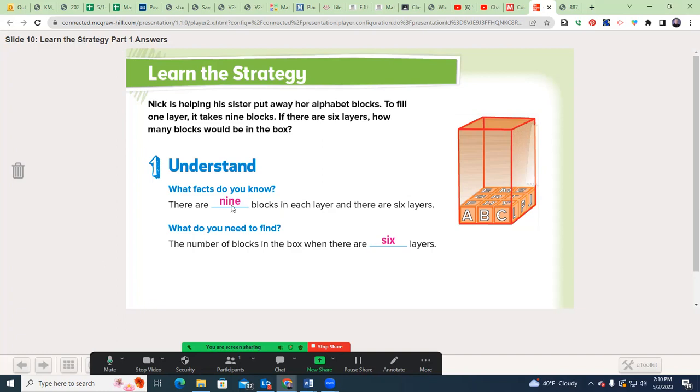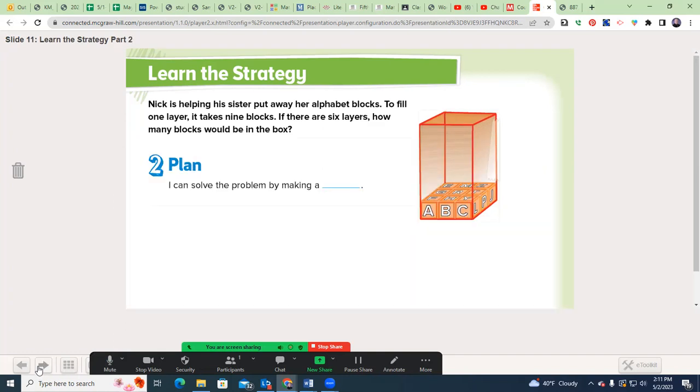So once we know what we know and what we're trying to figure out, now we're going to start attacking the problem. First, make sure those are written in, and they don't have to be in word format. They can be in numbers. Our plan: I can solve the problem by making a model, because that's literally in the title of the lesson. As a friendly reminder, anytime you need an extra moment, feel free to pause the video and then we move on from there.